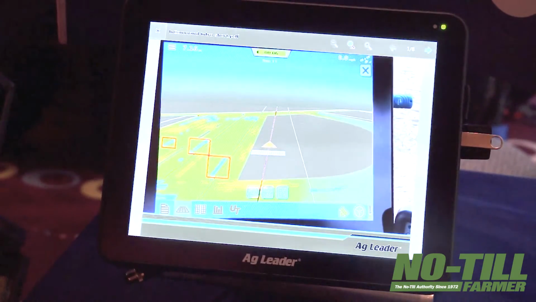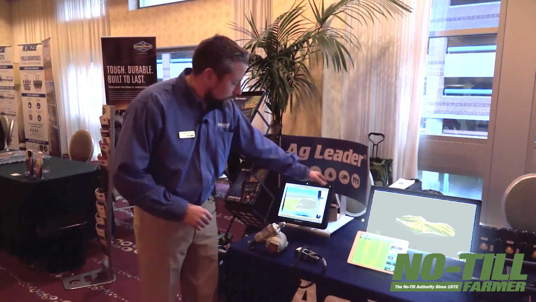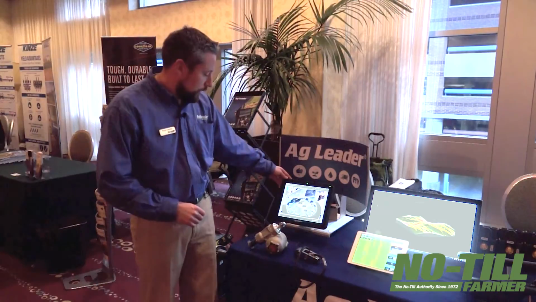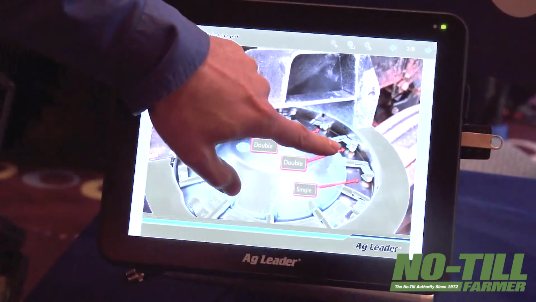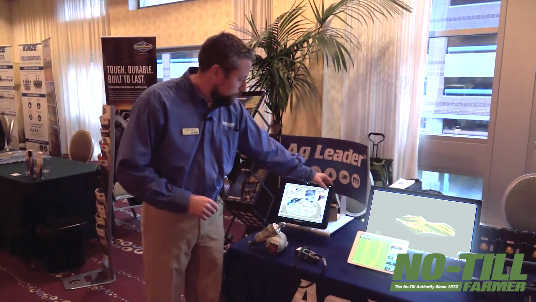So here are some examples of patterns that we can see in the planting map. The blue here represents some doubles. This customer noticed that pattern, and he went back and looked at that row and looked at the meter, and he could see doubles in that meter. And so he was able to correct that problem and keep going.